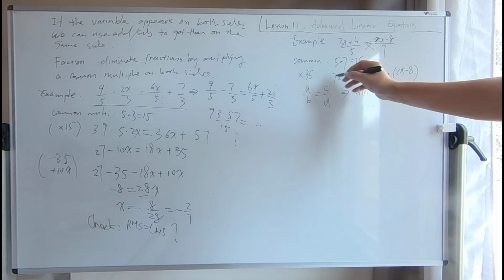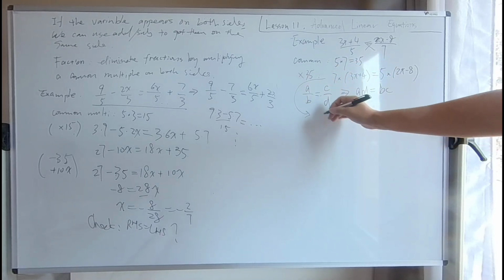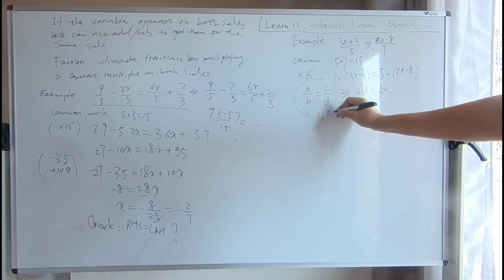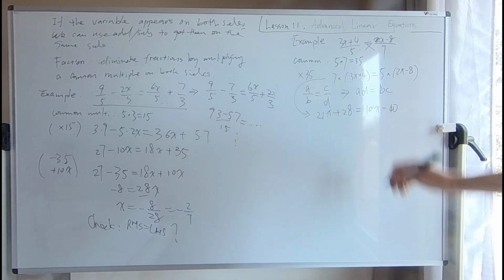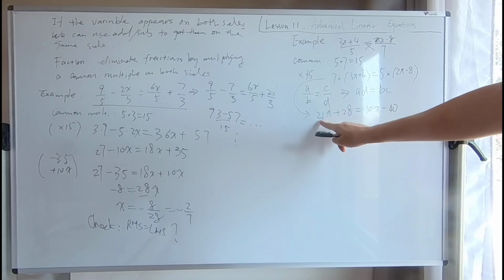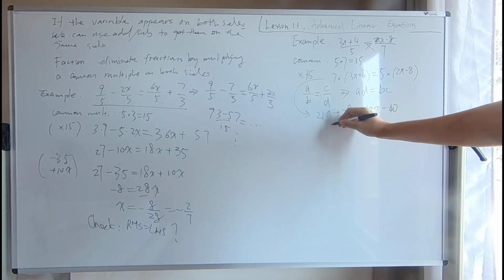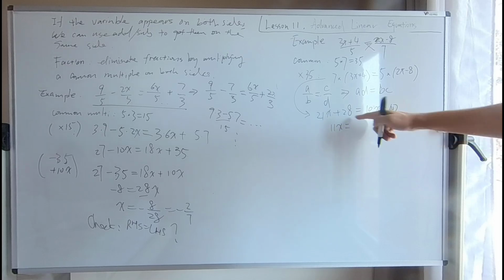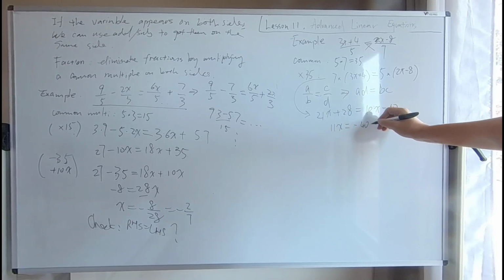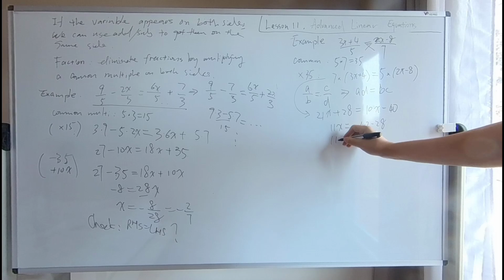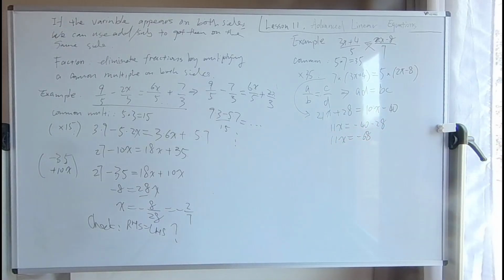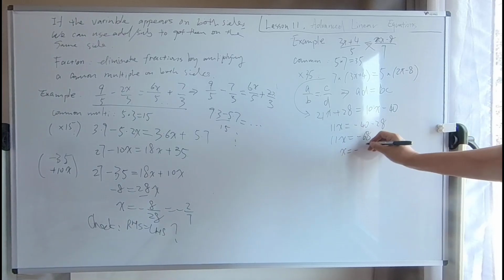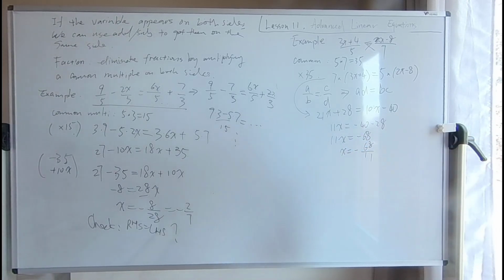So if I continue from here, I will get 21x plus 28 equals 10x minus 40. I'm moving 10x over here, so 21 minus 10 will give 11x. I'm moving 28 over there, so minus 40 minus 28. So my 11x equals minus 68. So then my x is minus 68 over 11. So I solve x from here in this way.